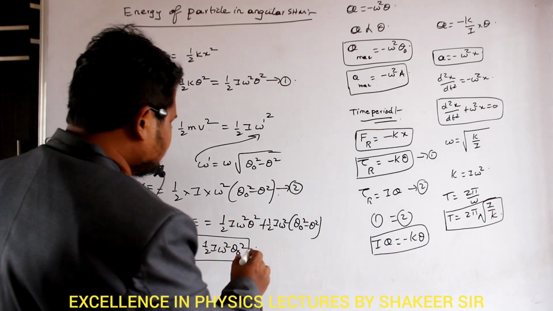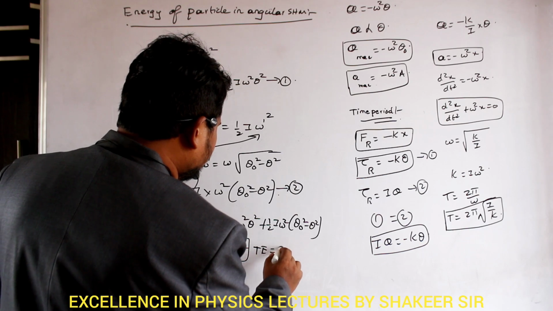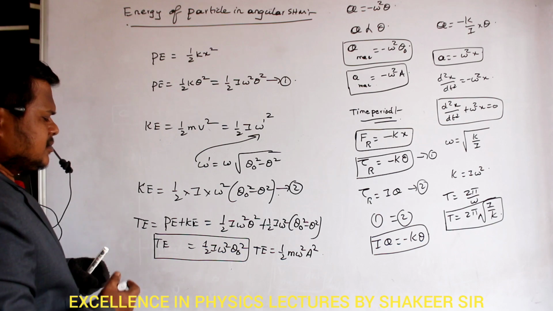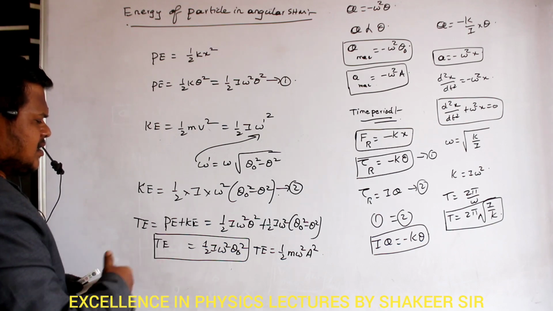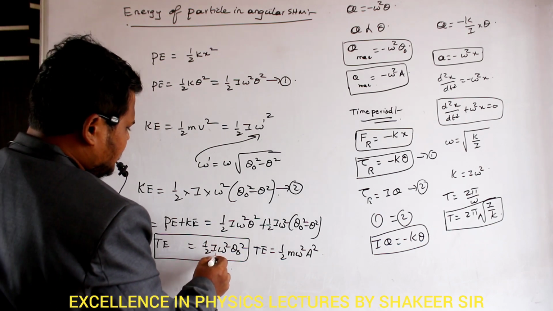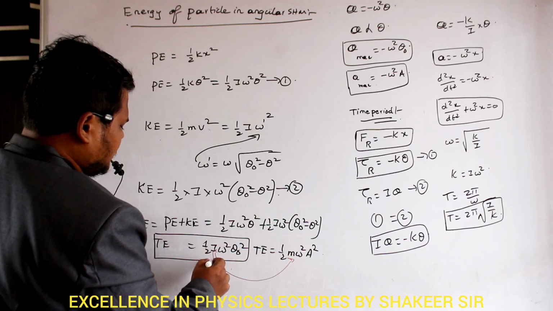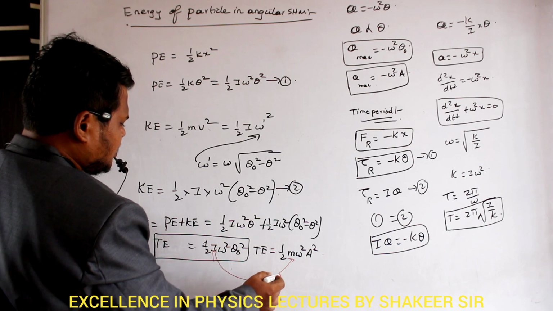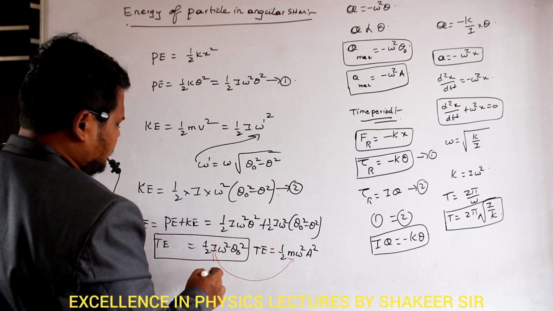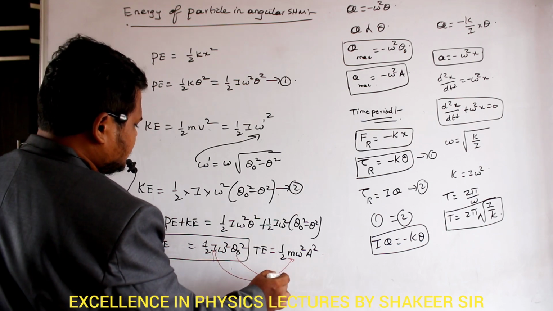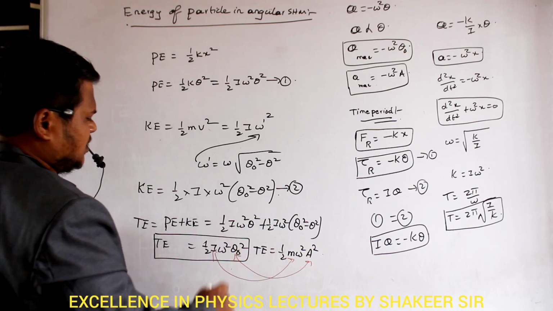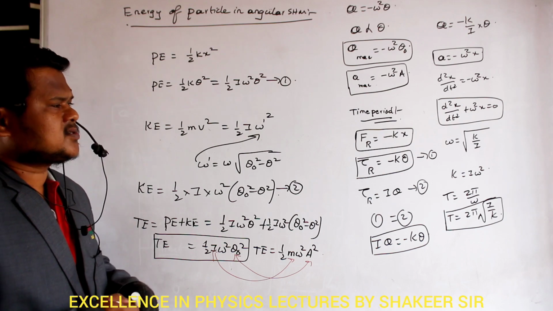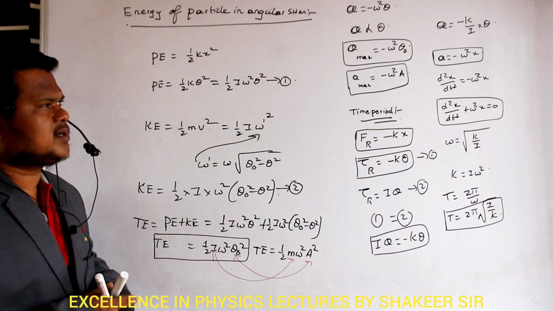Now let us compare this total energy equation with the equation of total energy in linear SHM. In linear SHM, the equation for total energy is half m omega square into a square. Now compare both of them and see if they are analogous or not. See here: I is analogous to mass, omega remains omega only, and the angular amplitude theta naught is analogous to the linear amplitude. So here the total energy of the particle is also an analogous term. Are you able to understand?